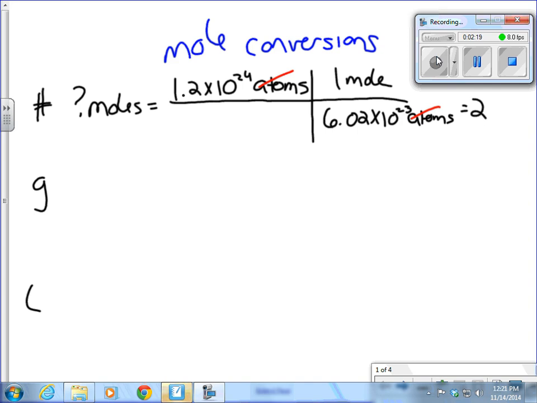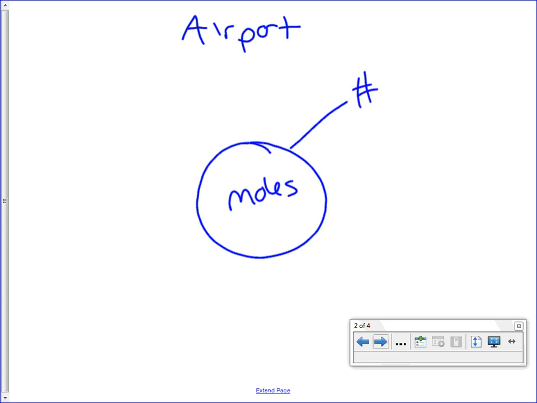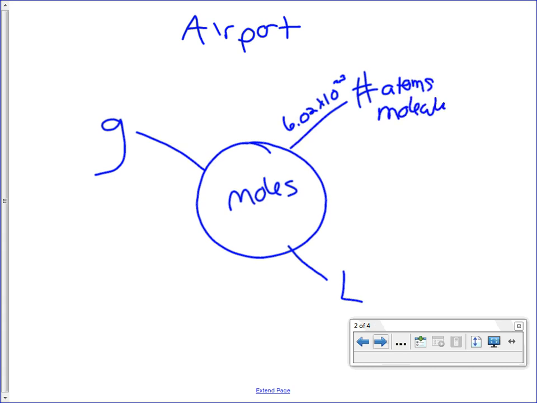Okay? If you are an airport dymo person, and you don't like using the factor label method, here's the other way you can do it. I'm going to draw this, all right? We have moles in the center because that is the airport. That is the central place to convert. Here's the number of things. Here's my grams, and here's my liters. I'm up here. My conversion factor from number of things, number of atoms or molecules, is 6.02 times 10 to the 23rd.